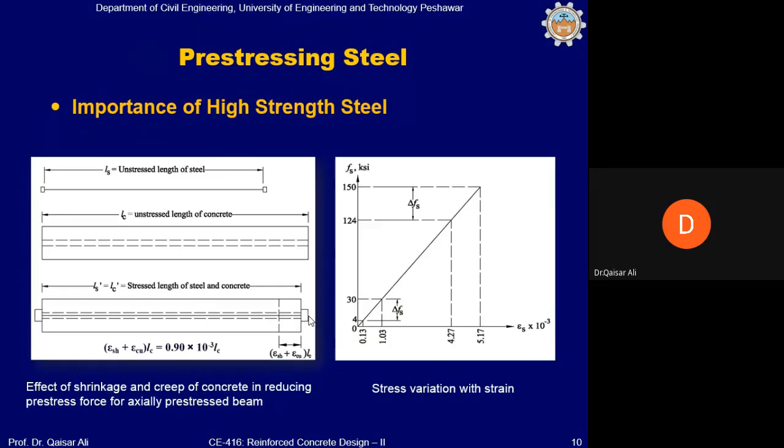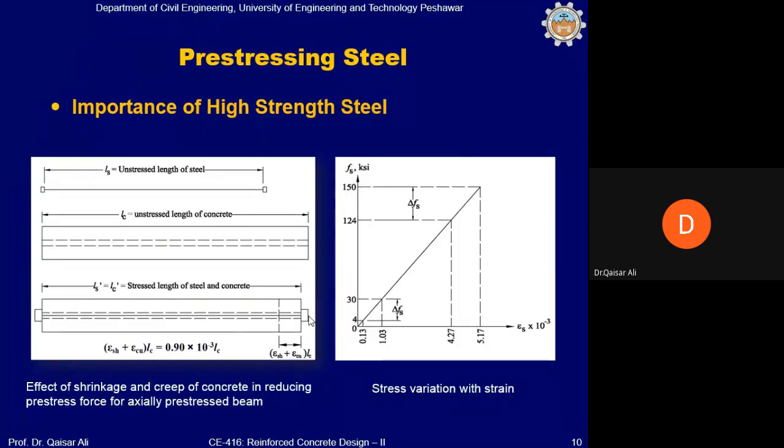Other than this, some shrinkage will also occur in the beam. Shrinkage will also reduce the length of the beam. Creep is a phenomenon. You know that creep is also a change in strain of the concrete member at constant stress. So the length of the beam will keep on decreasing due to shrinkage, due to creep, and also due to elastic strains.